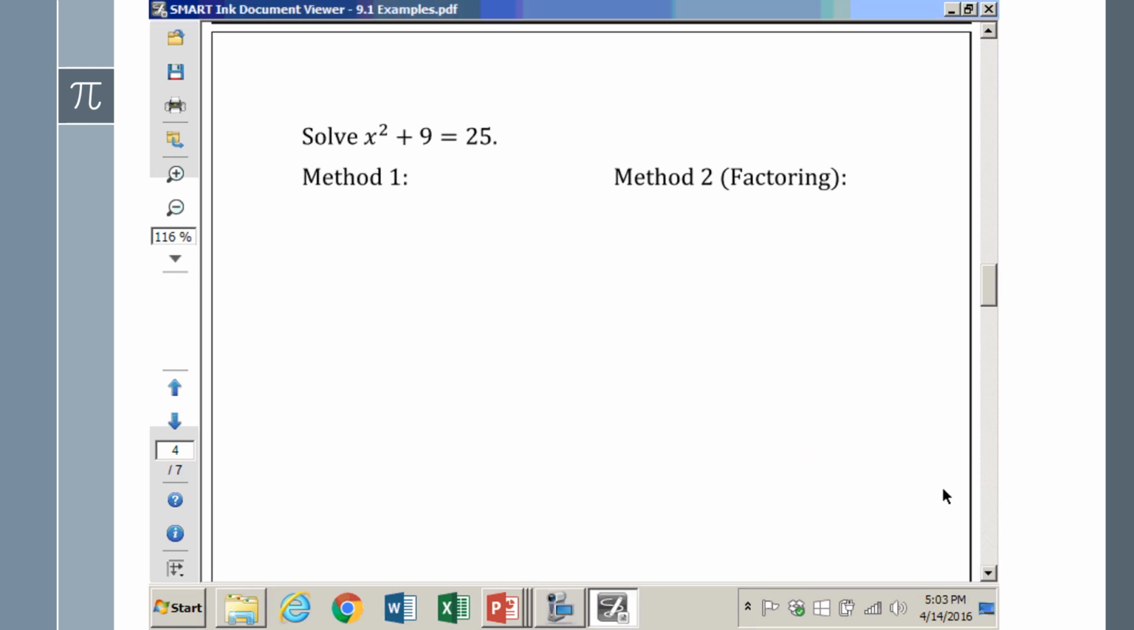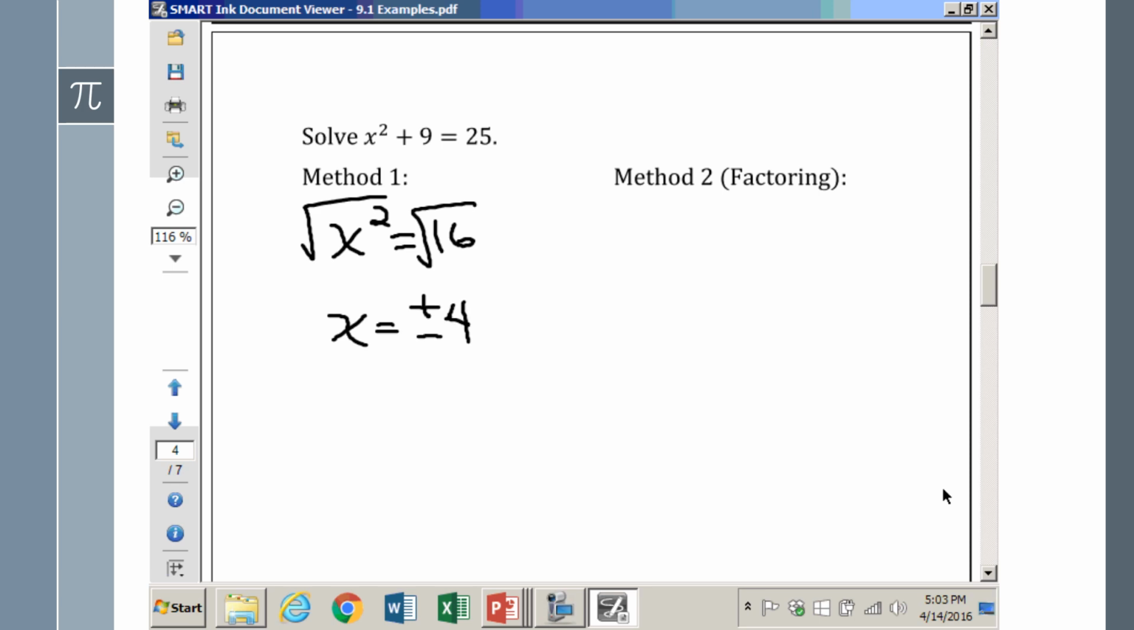All right, so now our next example, we're solving a quadratic. There are two methods we can use. The first method is our good old SOS method of simplify, operate, simplify. So we're going to do that. We're going to subtract 9 from each side of the equation, and we end up with x squared is equal to 16. Now we're going to take the square root of each side of the equation, and we would end up with x is equal to both positive and negative 4.